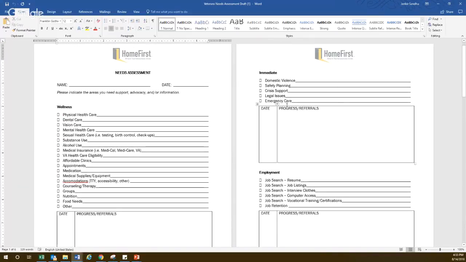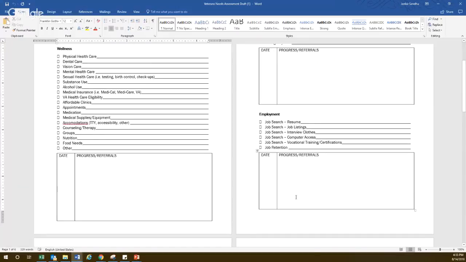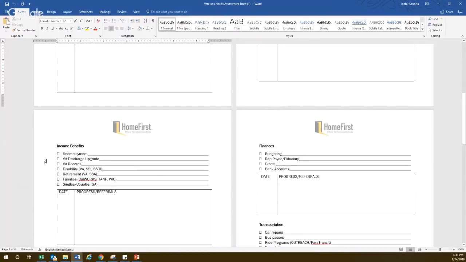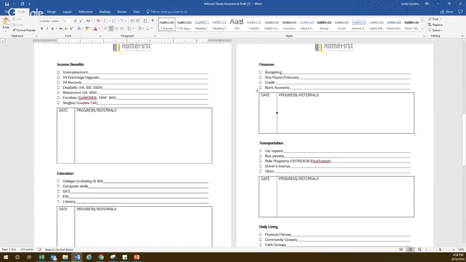Again, immediate needs, again, shelter and safety for domestic violence, for safety, legal issues, crisis, employment with help with resumes, job finding, access to clothes or computers, income related, again, disability, SSI, SSDI, family income, singles income, taking a look at their educational goals. What are their educational needs? Their financial needs.